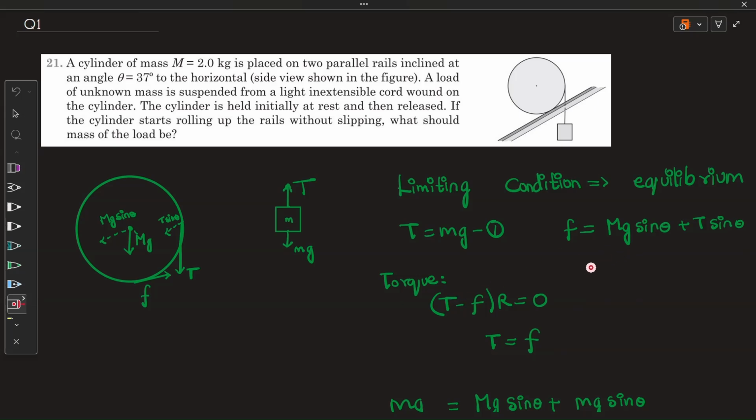I just gave it as an introduction to rotational mechanics, to show how we approach these questions. The first thing I did was force equilibrium and torque equilibrium. That's it.